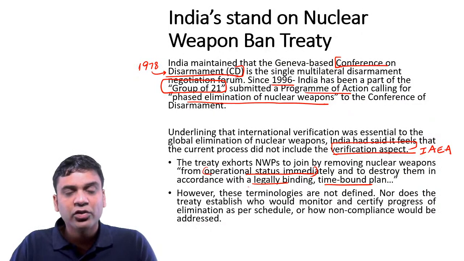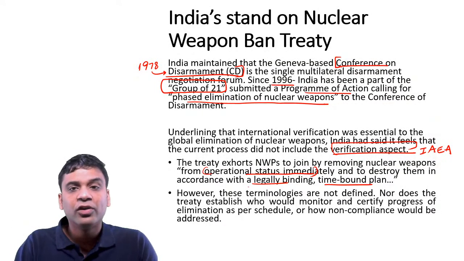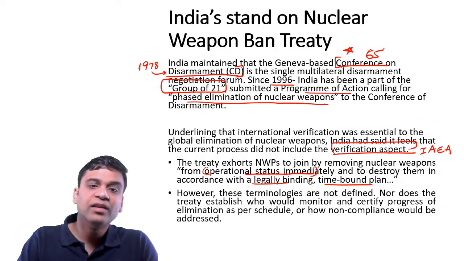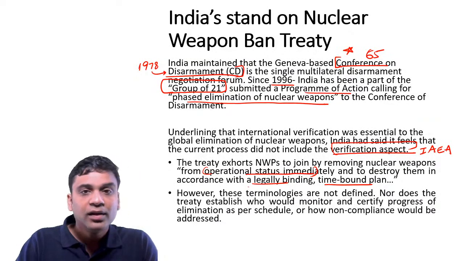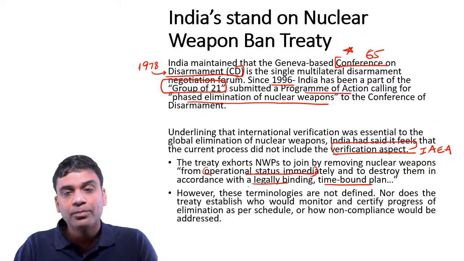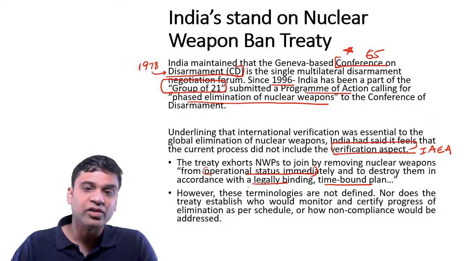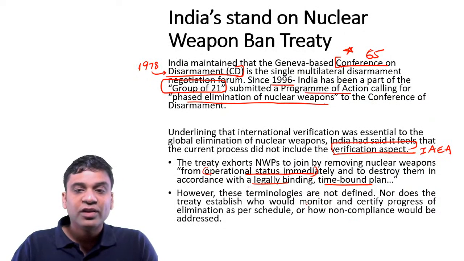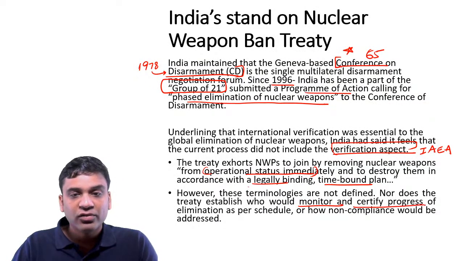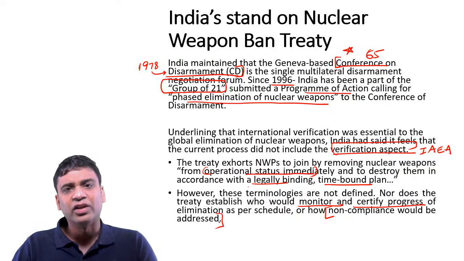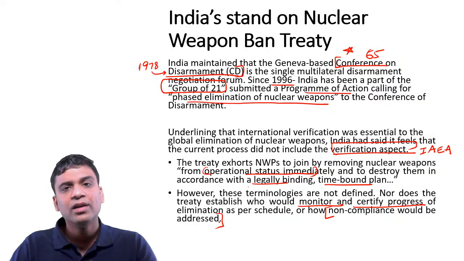This TPNW which you are having now, there is no verification towards it. And we have worked so many years on the Conference on Disarmament. There are 65 countries as part of it. Suddenly a new treaty can't take dominance over the CD. This is India's official position. This treaty also doesn't specify who would monitor, who would certify the progress, and how non-compliance can be addressed. Nothing is there in the treaty.